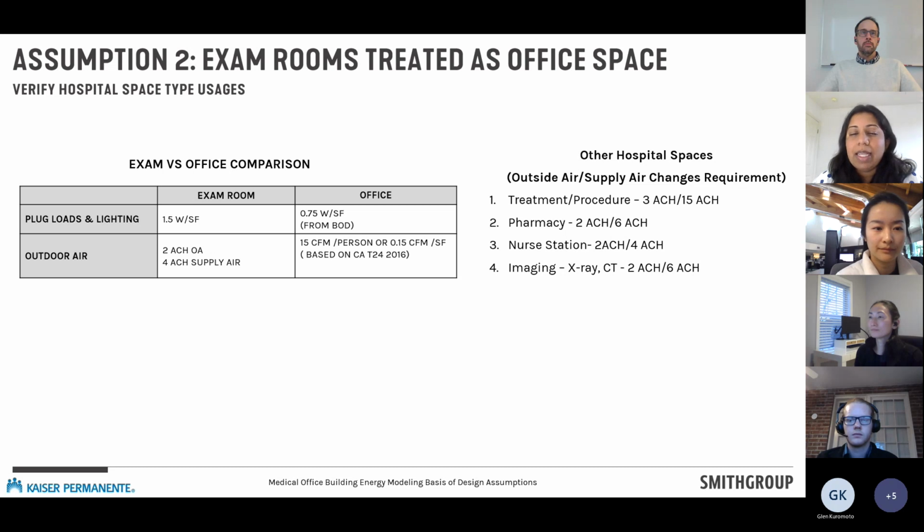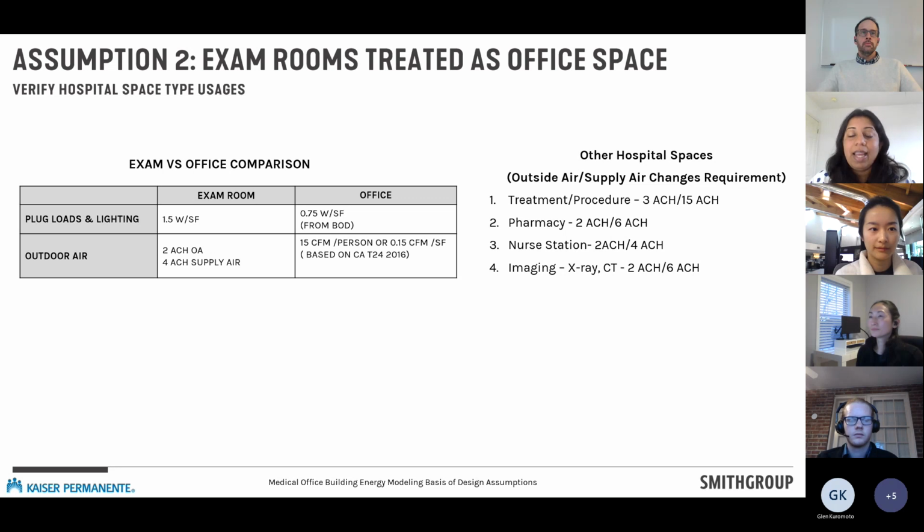Generally, for plug loads and lighting, if it is not specified or mentioned anywhere, we tend to go with the default watts per square foot, either from ASHRAE suggestions or from what we've been using for many years. That would generally be 1.5 watts per square foot if it was an exam room. In an office room, since this was provided from BOD, but otherwise also office, generally we assume 0.75 watts per square foot for plug loads, and lighting probably 0.5 watts per square foot.